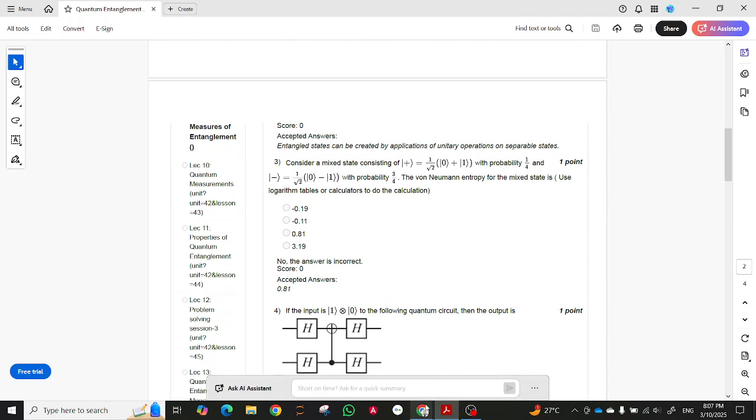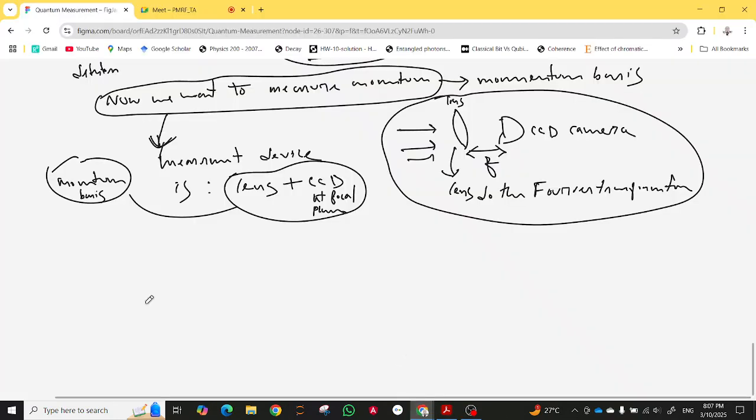Before starting, I just want to say something regarding the entropy one. As I told in the class, classically you can write S equals k_B ln Omega, where Omega is the number of microstates. You can also write it as minus k_B sum over i of p_i ln p_i.